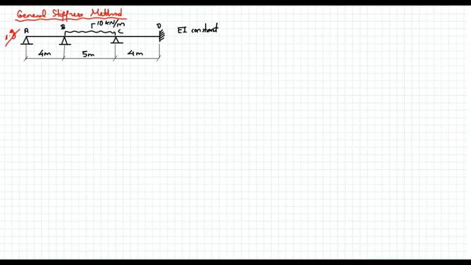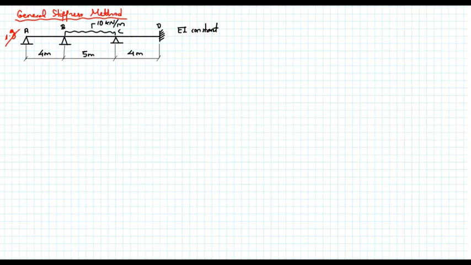Okay, now let's work on the same problem. This time I put some numbers. Span lengths are 4, 5, 4. And let's say the uniform distributed load is 10 kilonewton per meter. So let's analyze this structure using the stiffness method.